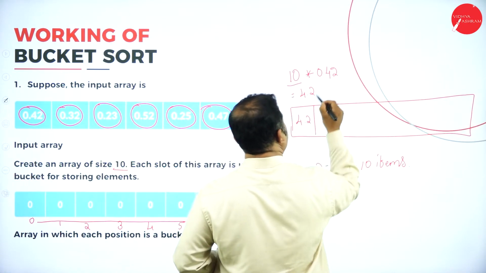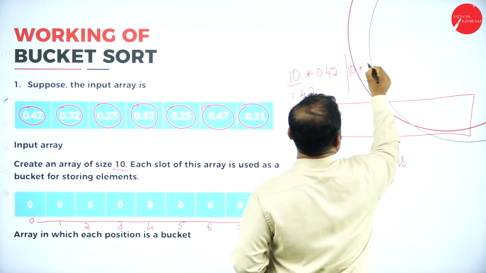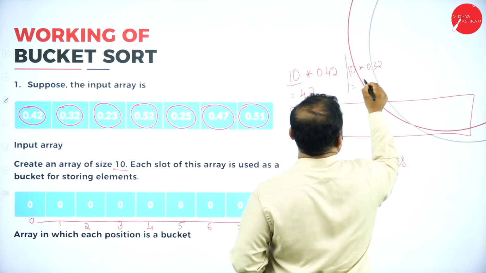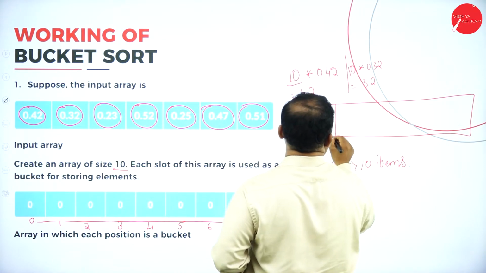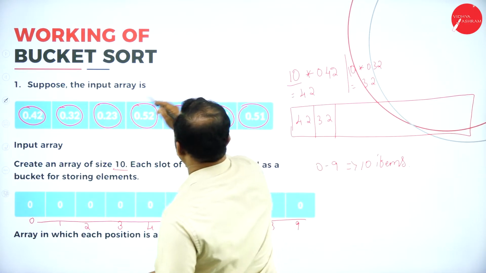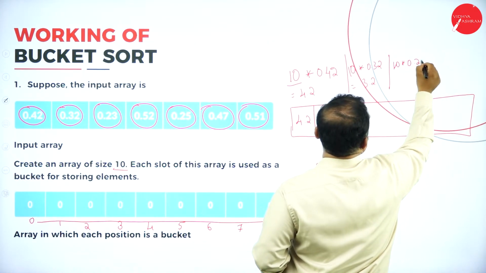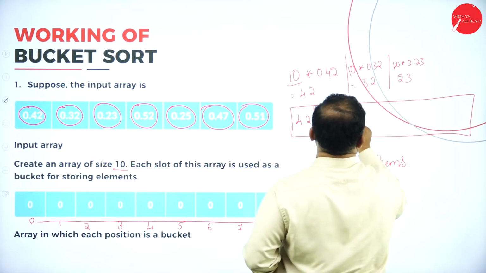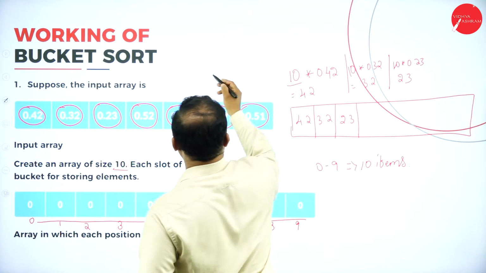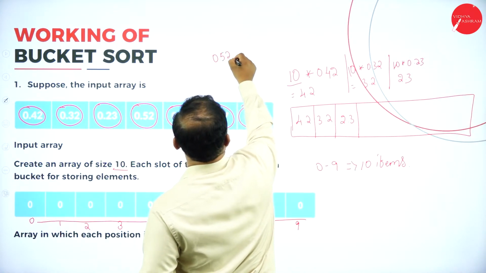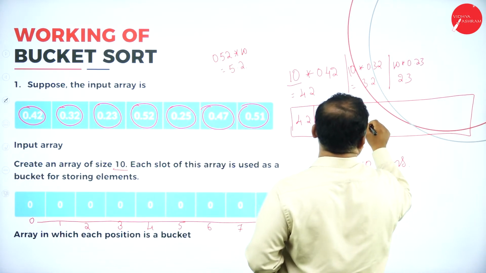4.2. Which is the next item? 0.32. Then 10 into 0.32 is equal to 3.2. So let me have 3.2 now. 0.23. 10 into 0.23, that is 2.3. Then 0.52 into 10 results to 5.2, that is 5.2.